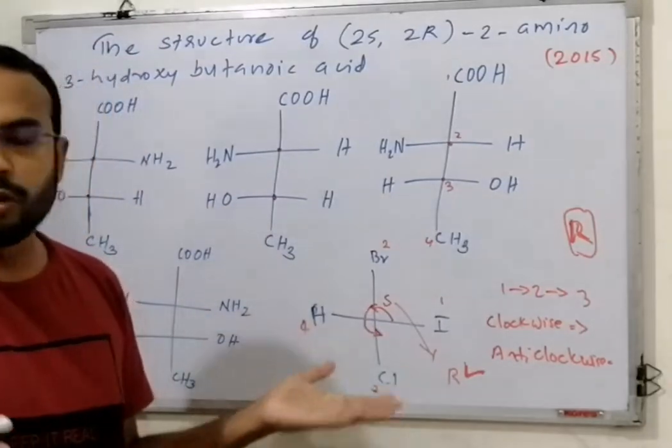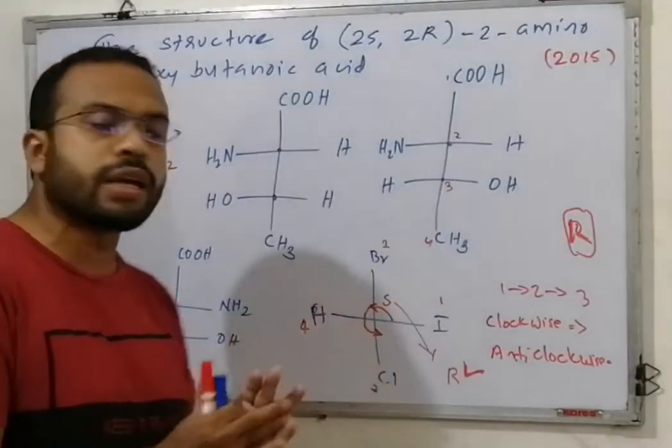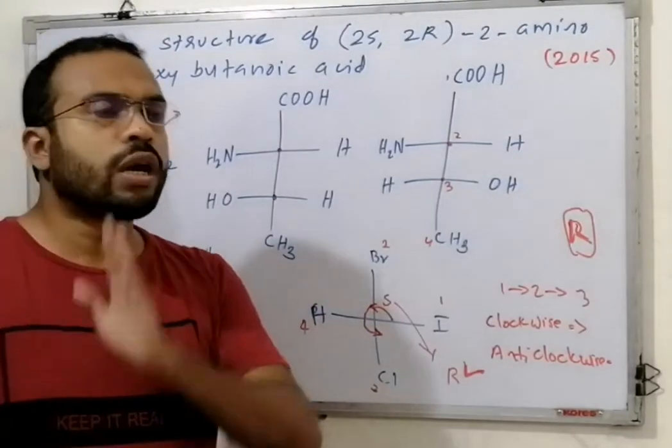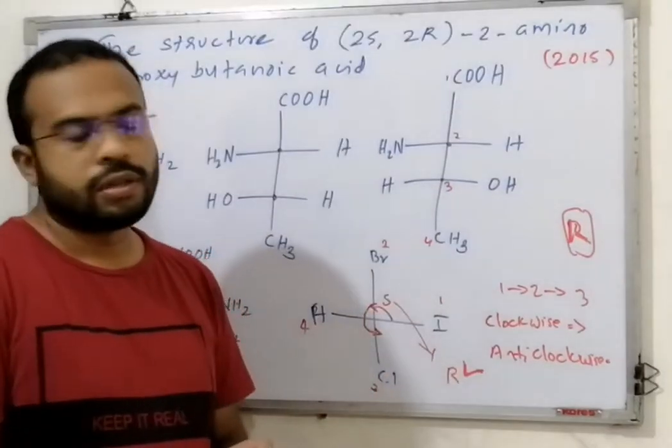In the case of hydrogen, don't think that it is always hydrogen. The fourth group should be on the vertical. Otherwise, the final is the opposite of whatever you got.